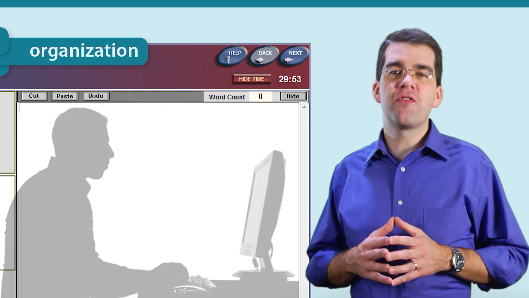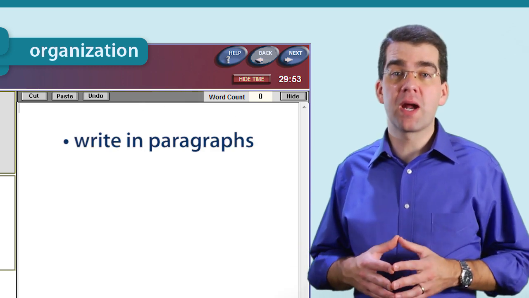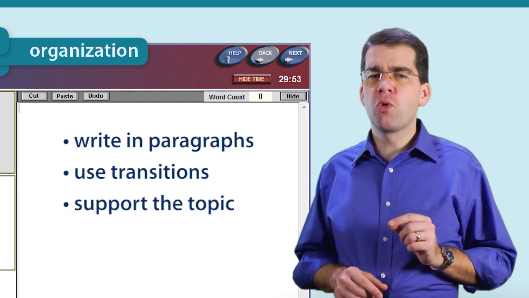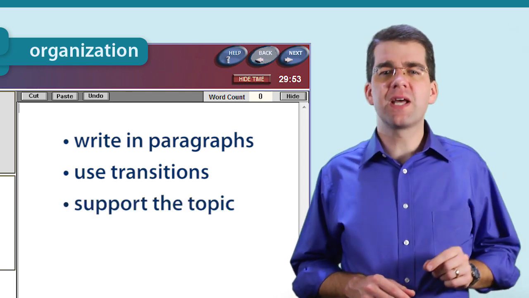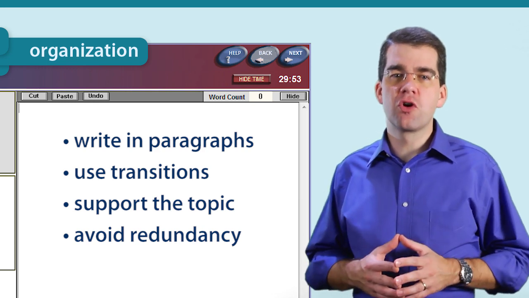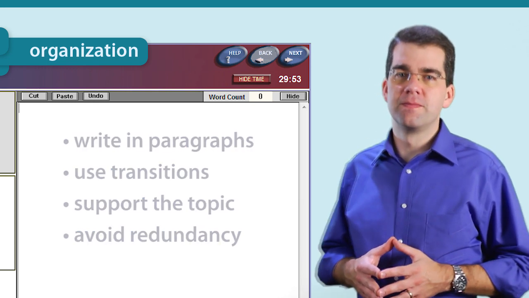You can help the reader follow your ideas by writing in paragraphs and using good transitions. Also, make sure your support points all relate clearly to the topic, and avoid redundancy, which is saying the same things over and over, just using different words.